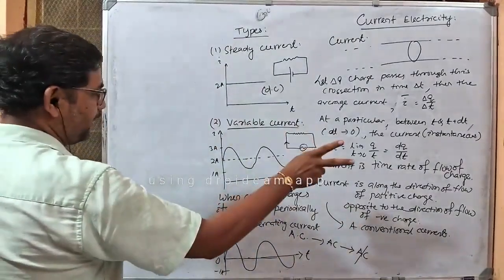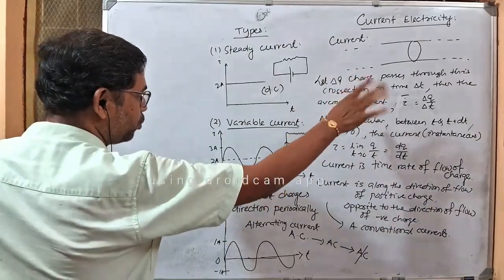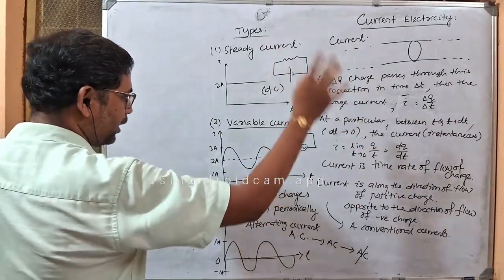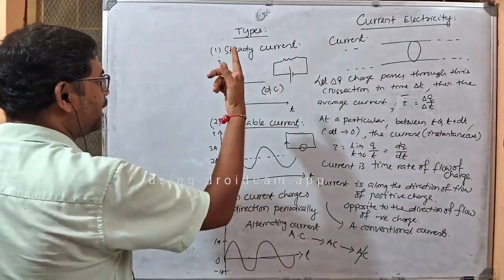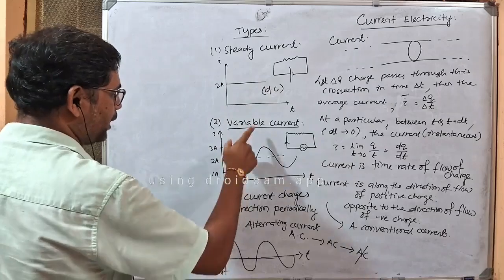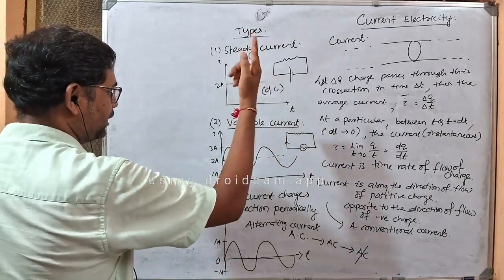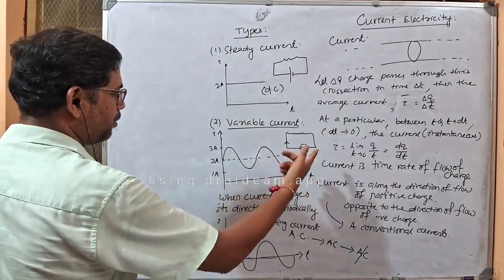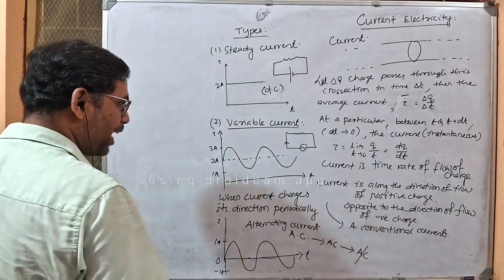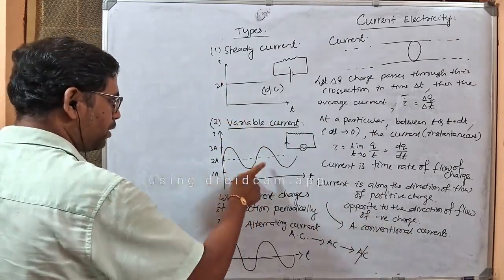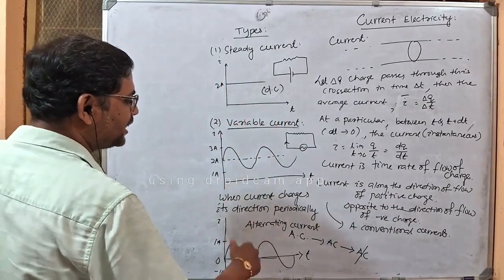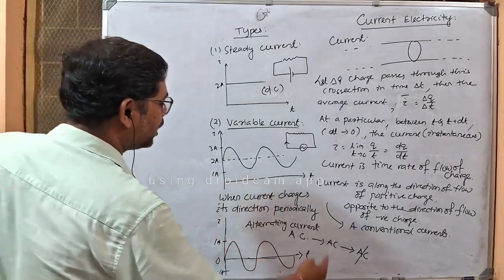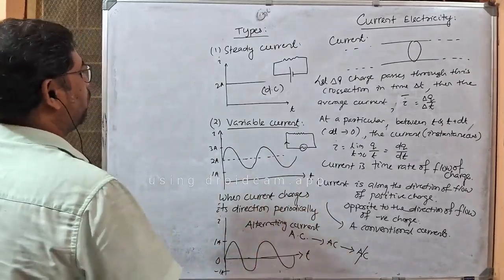So we studied variable current and current through any cross section, and instantaneous current, or just current at any time. Then types of current: steady current and variable current. Steady current is the DC current which a battery supplies to a circuit. Variable current changes its magnitude with respect to time. One type of variable current periodically changes its direction, changing its magnitude as well as direction; that is alternating current.